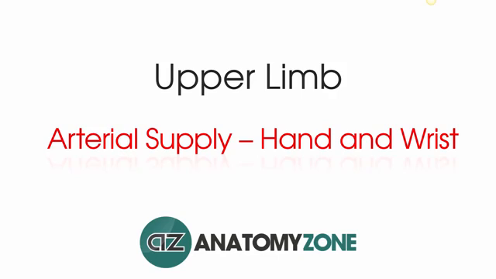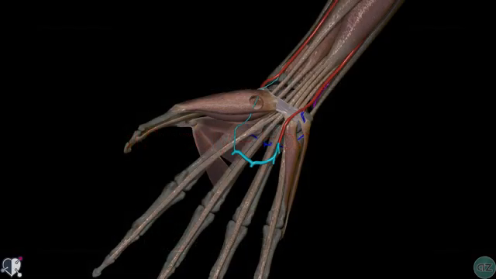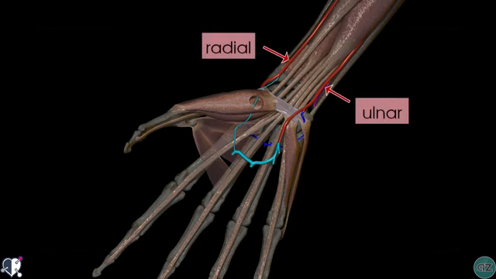In this tutorial we're going to take a look at the arterial supply to the hand and the wrist. This tutorial follows on from the one I did on the arterial supply to the arm and the forearm. What we're looking at here is an anterior view of the distal forearm and the hand. We can see the radial and ulnar arteries which provide the arterial supply to the hand and the wrist via various different branches.